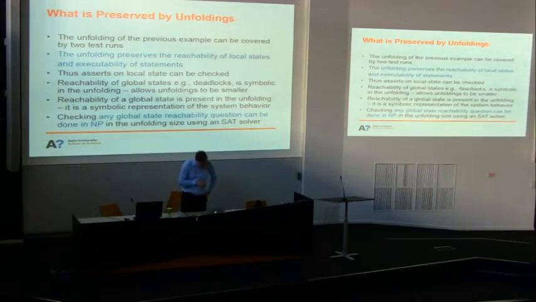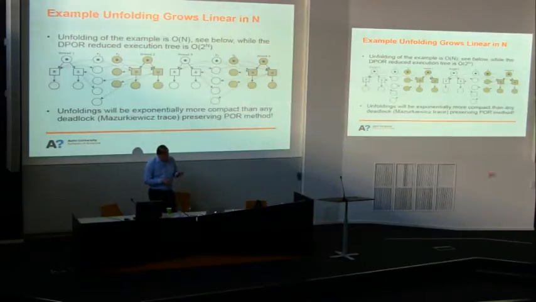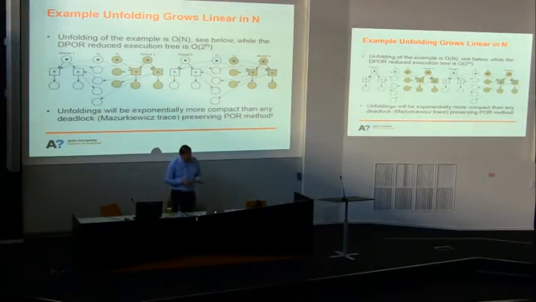And checking any global state reachability question can be done in NP in the unfolding size using a SAT solver. And we actually have an SMT solver implementation that can check any global reachability using these unfoldings. So if you like, this thing is a symbolic representation of the program's reachable state space. So we're into the model checking territory in here using testing, which is kind of weird, but still.